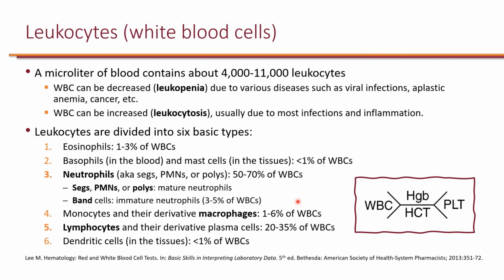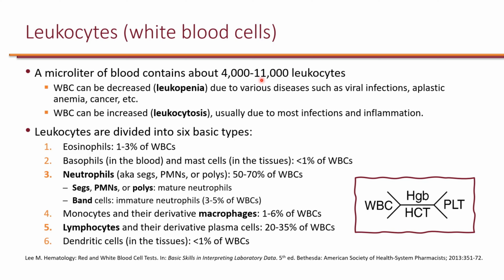Now, when we measure white blood cells in the blood, we typically count how many cells are in a microliter of blood. So, the normal range is anywhere between 4,000 to 11,000 cells per microliter. Now, if somebody has low levels of white blood cells, that's referred to as leukopenia.